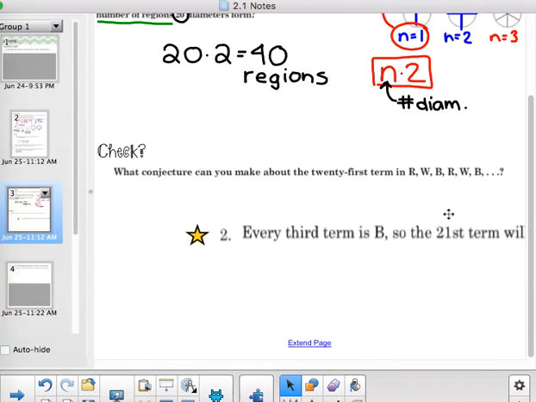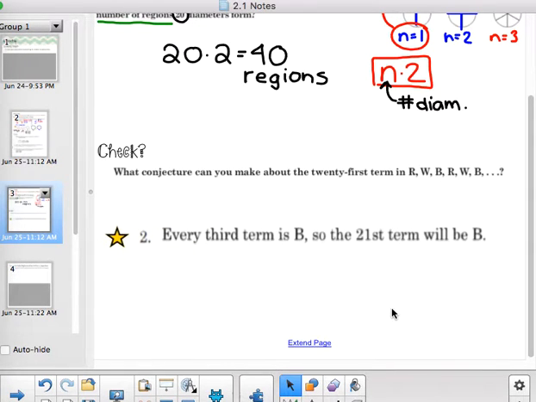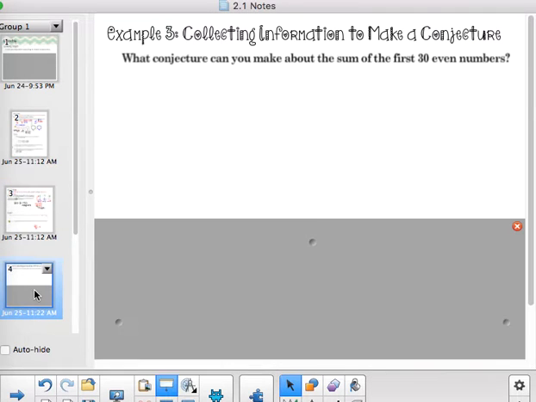All right, let's see. According to the answer, every third term is B, so the 21st term has to be B. One of the ways I could figure this out, because B is appearing as the third term in every situation, is to notice that 21 is divisible by 3, which is why it's going to spread out evenly over the course of this sequence. All right, these are a bit more difficult examples, so fair warning, example 3 could be tricky.